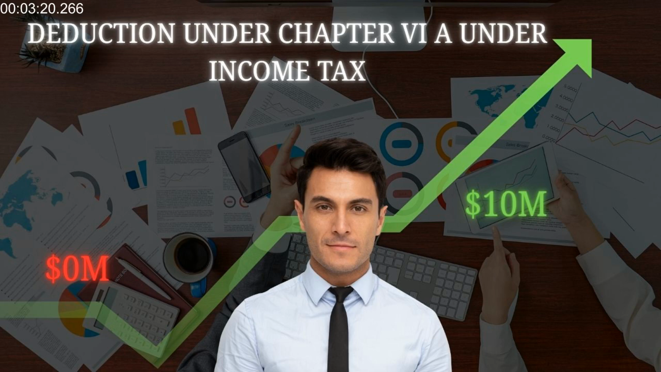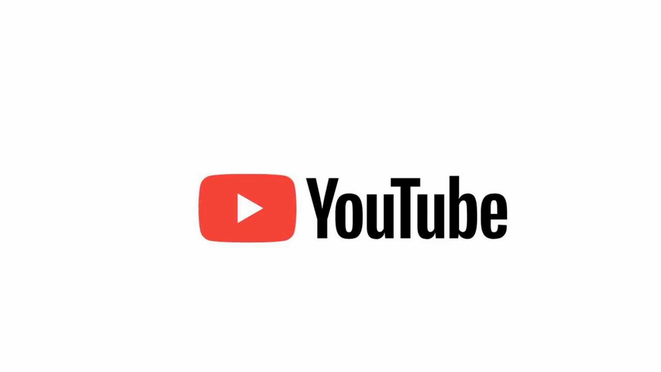Section 80U. This is for individuals with a disability themselves. It provides a fixed deduction based on the severity of the disability: 75,000 rupees for a person with at least 40% disability, 125,000 rupees for a person with a severe disability, 80% or more.